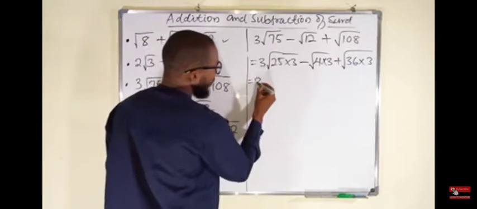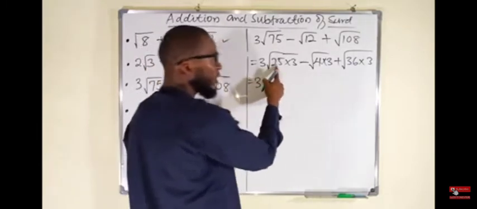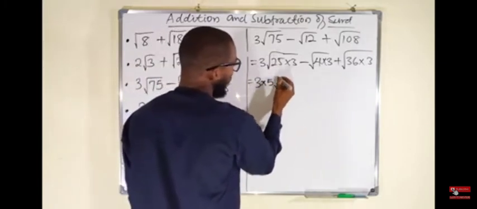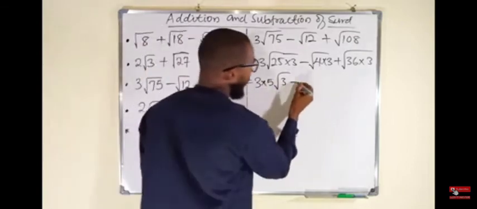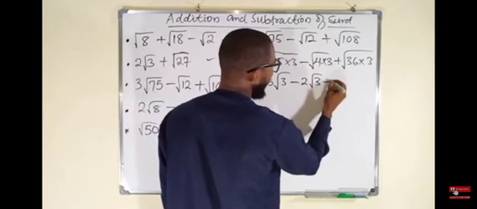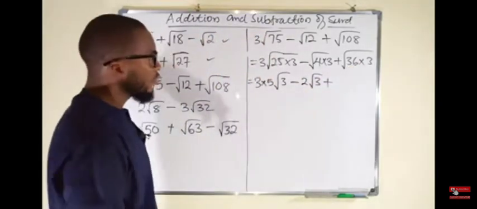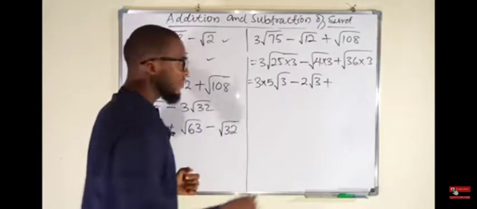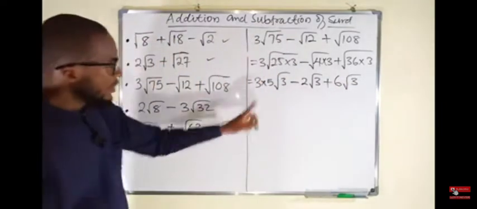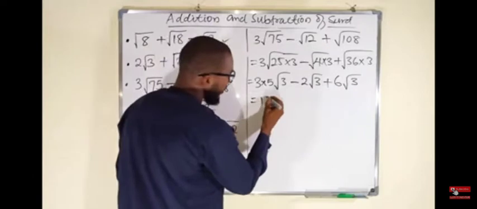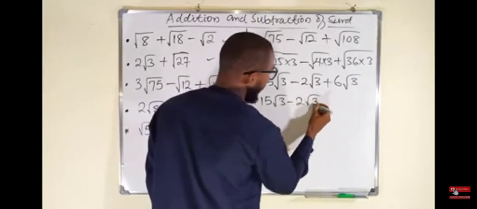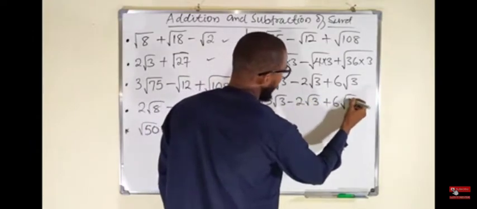So this becomes 3. Already we have 3. But square root of 25 is 5. So we are multiplying this 3 with that 5 that is coming out. But in the square root we still have 3. Minus square root of 4 is 2. So 2 is coming out, leaving 3 inside the square root, plus 36 is a perfect square number. Taking the square root of 36, you get 6. Then inside we still have 3. 3 times 5 is 15, so we have 15 root 3 minus 2 root 3 plus 6 root 3.